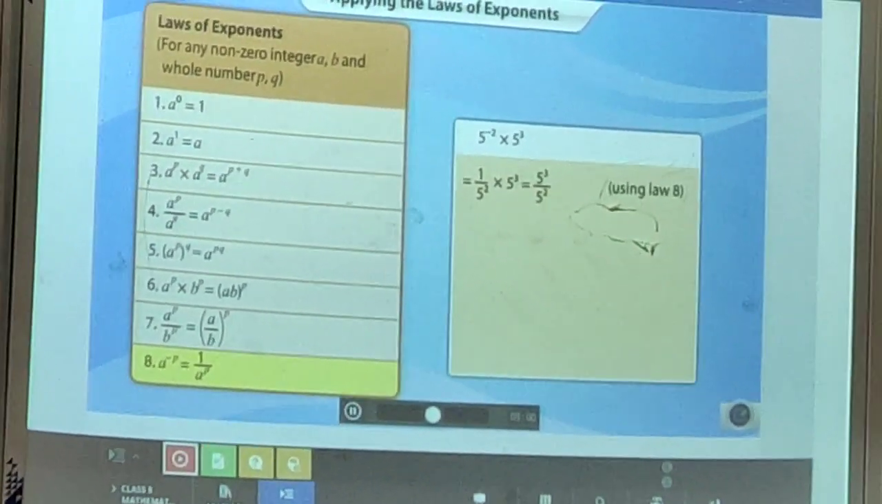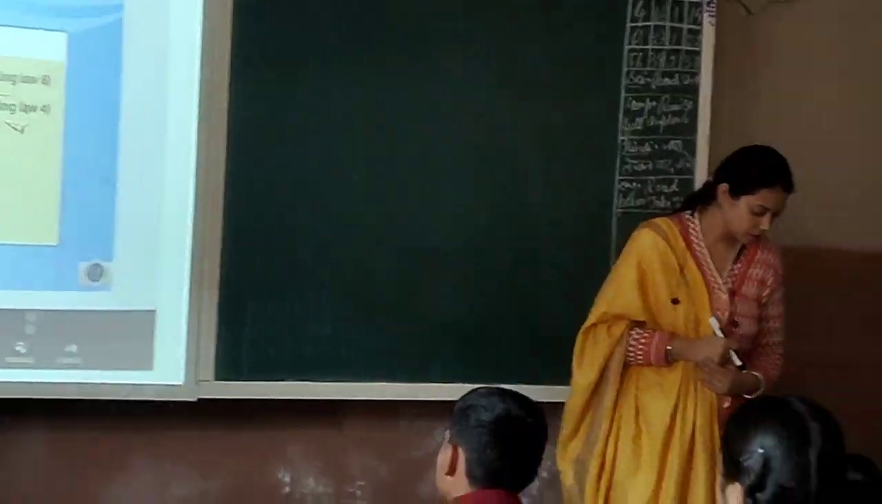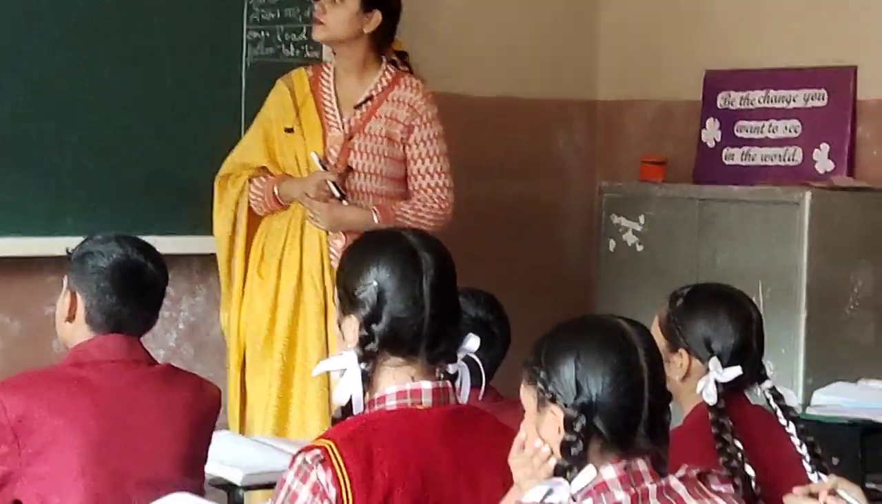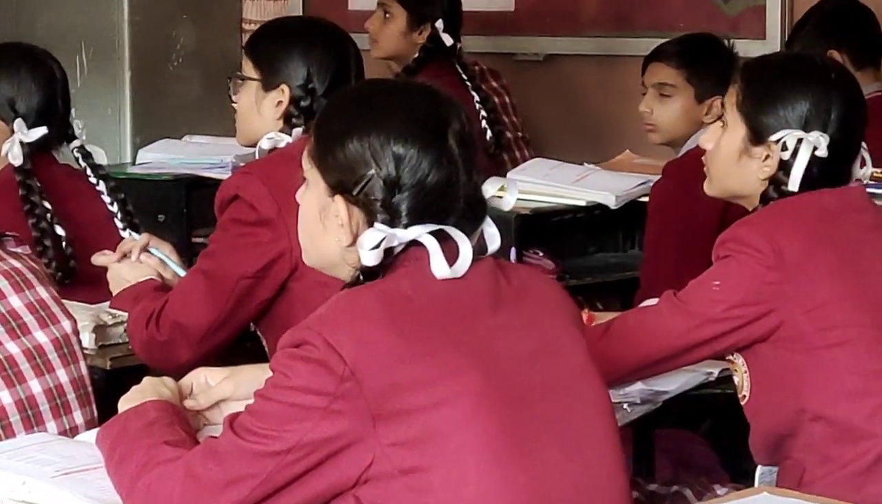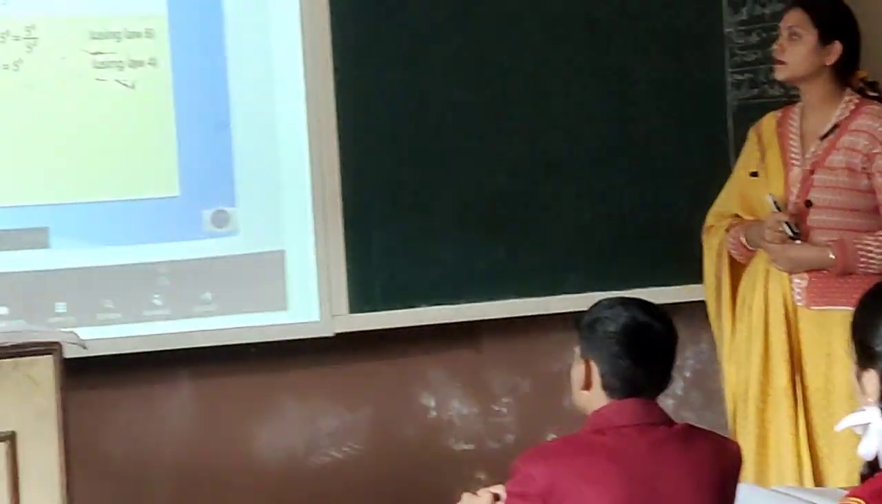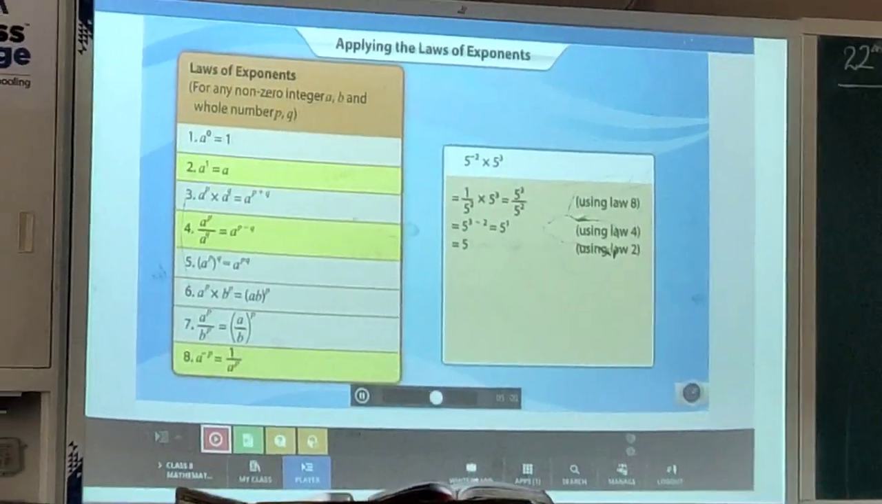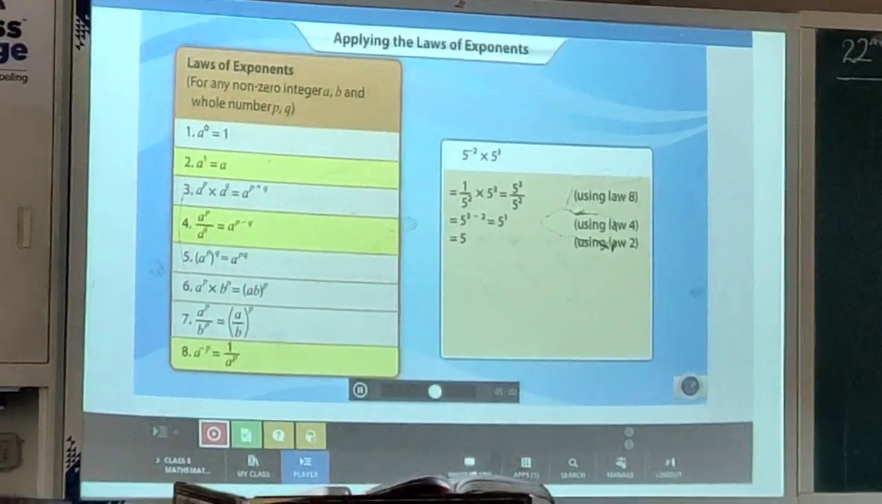This can be further simplified by using law 4 from the table. Since the bases are the same, we simply subtract the powers to simplify this expression. On simplification, we get 5 to the power 1, and using law 2, we get the value 5.